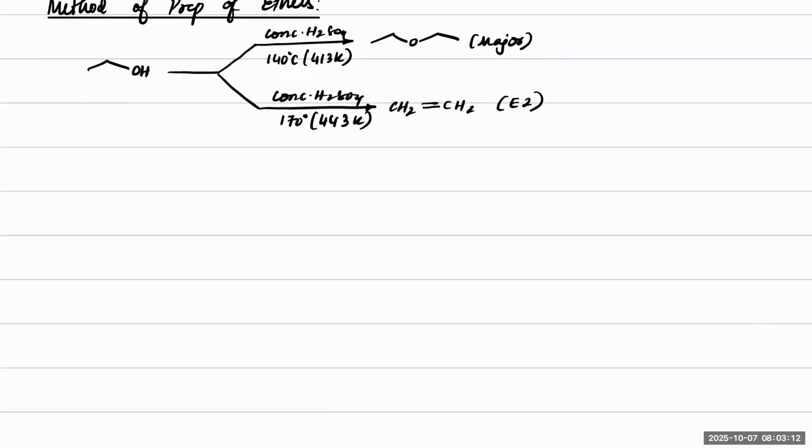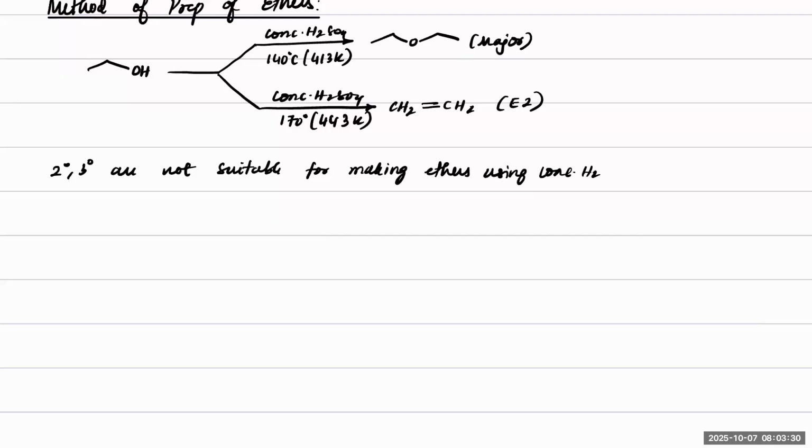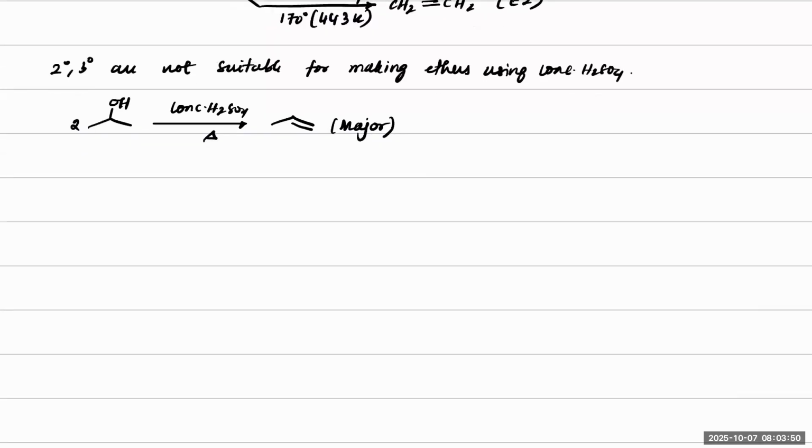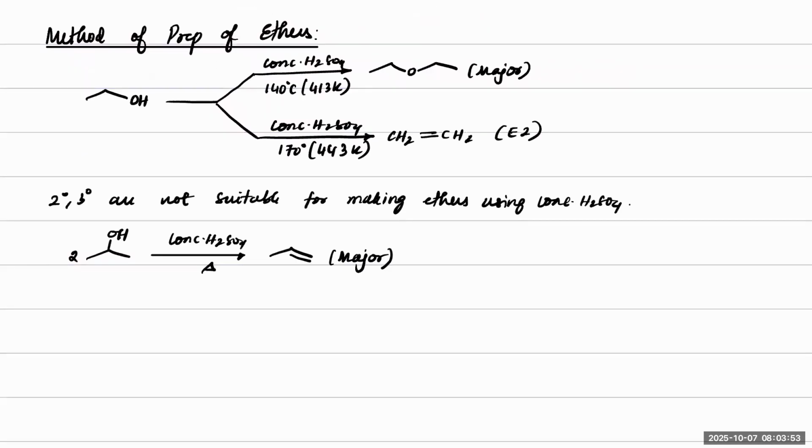So 2 degree and 3 degree are not suitable for making ethers using concentrated H2SO4. You will not be able to use this. Instead, if I had 2 degree alcohol, 2 moles of this, and then you are using concentrated H2SO4 and heat, then most likely alkene will be forming as a major product. You will not see much of ethers forming. So this will be your first preparation.